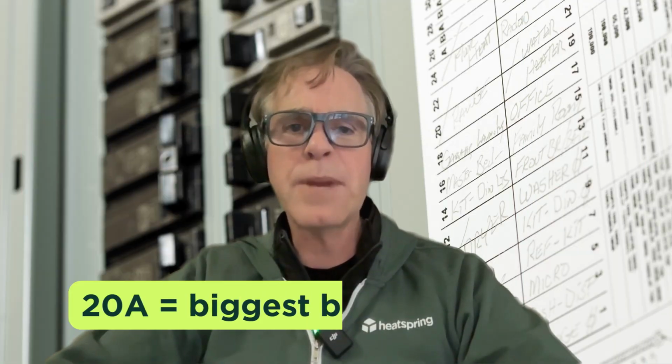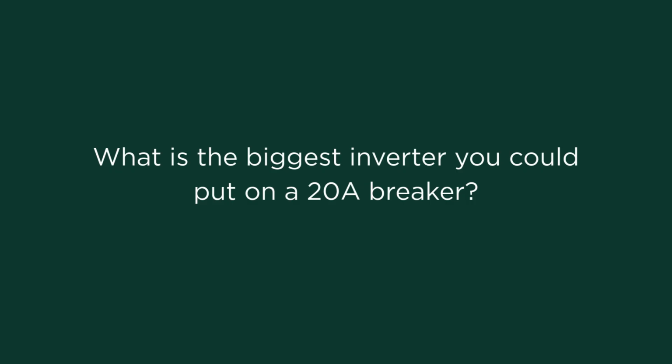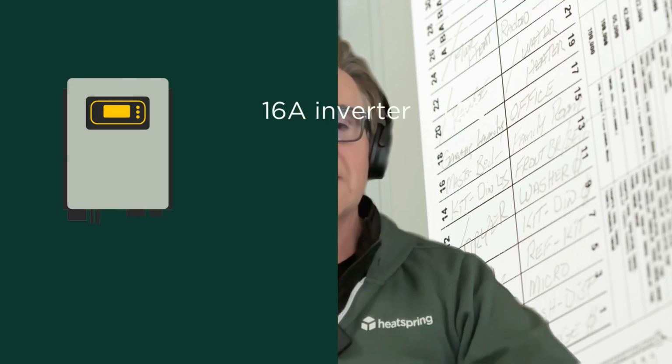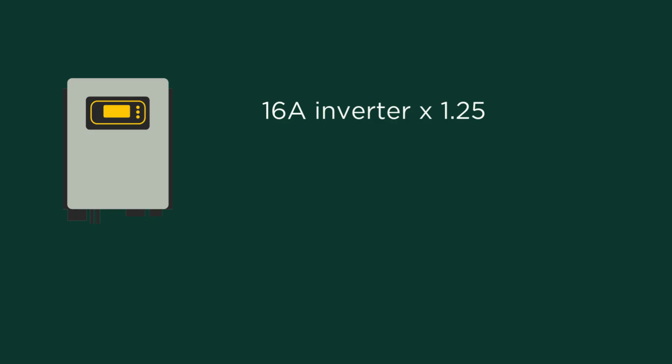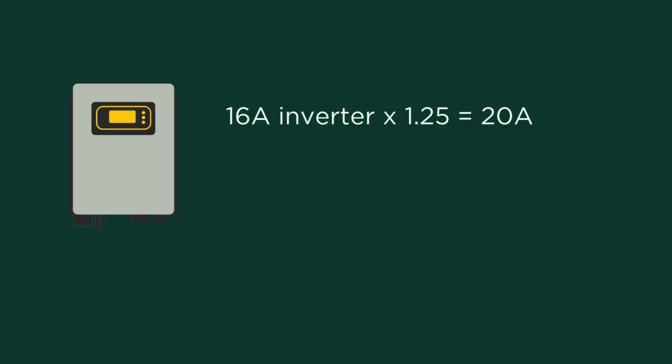And that 20 amps is the biggest backfeed breaker that you could have for your solar, for your energy storage, or whatever you're going to be backfeeding with. And then what is the most inverter that you could put on a 20 amp breaker? That's the other question. And so if we took a 16 amp inverter and we multiplied that by 1.25, so inside of this 120% rule, we have a 1.25 or 125% just to keep you on your toes. So I could take 16 amps times 1.25 is 20 amps for that 20 amp breaker.